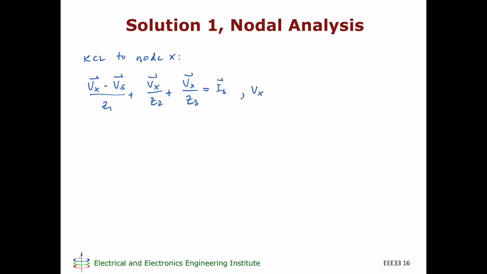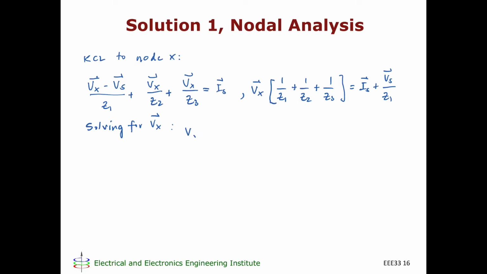Manipulating, I'm going to get V_x times (1/Z1 + 1/Z2 + 1/Z3) equal to I_s plus V_s over Z1. Solving now for V_x, I'm going to get V_x is equal to I_s plus V_s over Z1, multiplied by (1/Z1 + 1/Z2 + 1/Z3) raised to the minus 1. So I can now plug in my actual values.